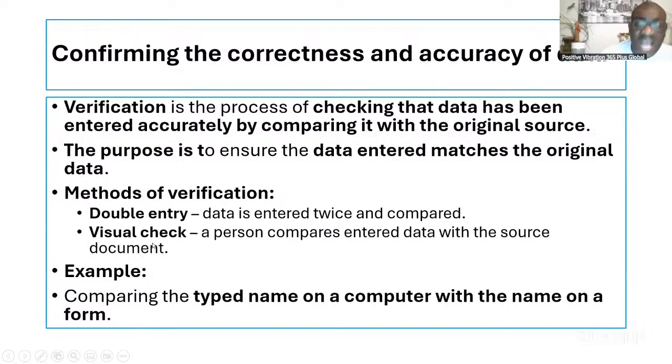You physically open up your eye and look. A person compares the data that is entered with the source document. Some people's job is just to do that: look and make sure that the teacher entered the correct grade that the student got on the exam, that what is entered in the system is what the student is actually supposed to get. That is called visual check.